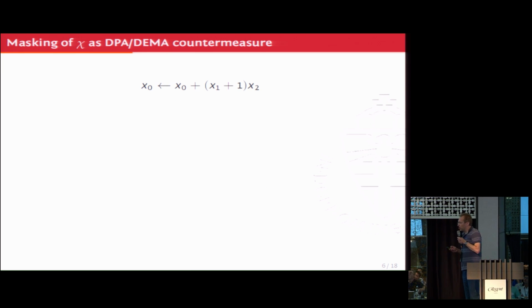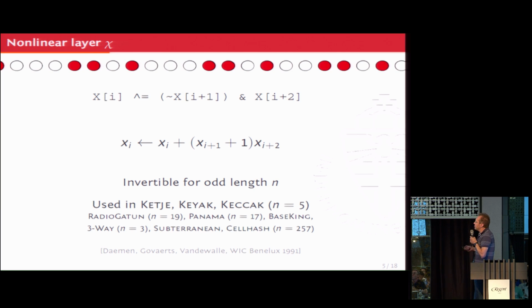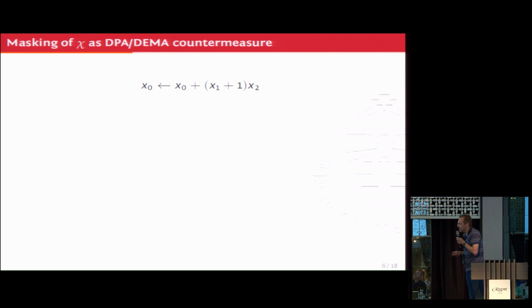Okay, so we're going to use these things with keys. So Ketje, Kiak are keyed functions, but also the others are keyed functions. So we want to protect against side-channel attacks, more in particular DPA, DEMA. So we have here again our expression, but now without loss of generality, we just don't write i and i plus 1, but to make it simpler, we just look at the first bit. So the first bit at the output depends on the 3 first bits of the input.